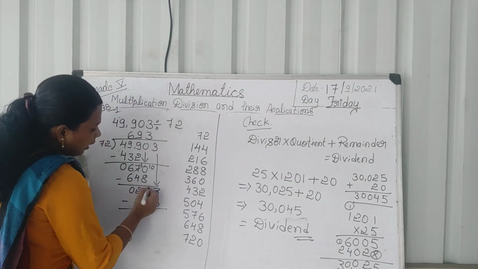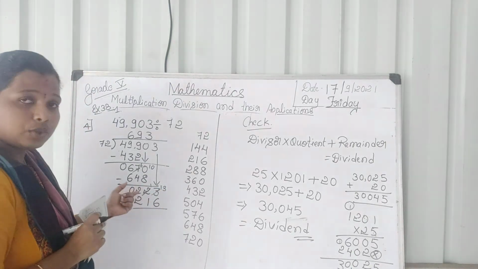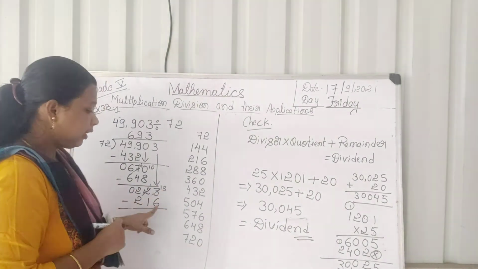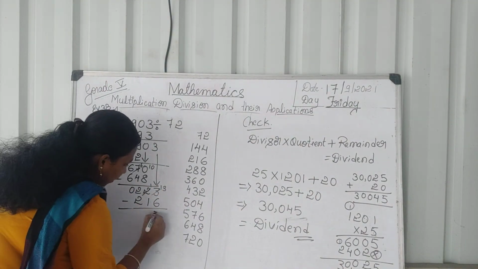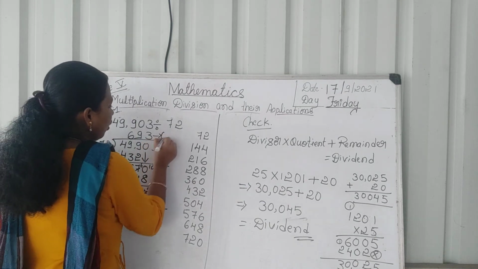216. Again, it is not possible to subtract the 6 from the 3. So, we take the borrow from the neighbor number. Borrow means 10. Now, 10 plus 3 is what? 13. 13 minus 6 is how much? 7. 1 minus 1, 0. 2 minus 2, 0. Now, this is what? Quotient.